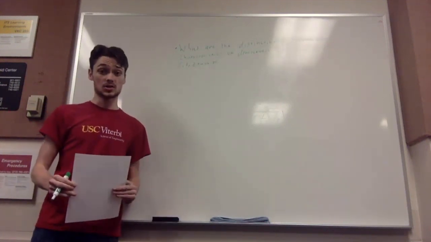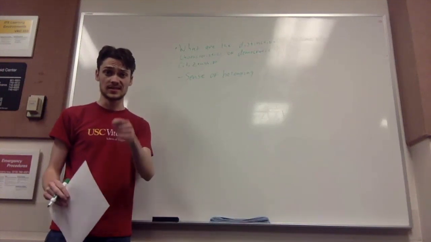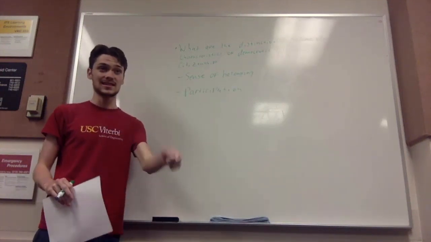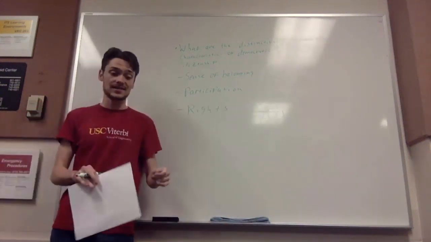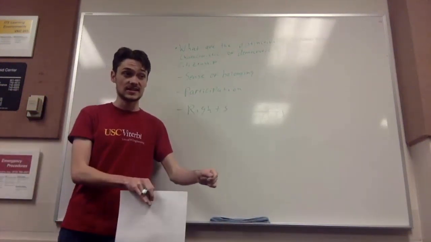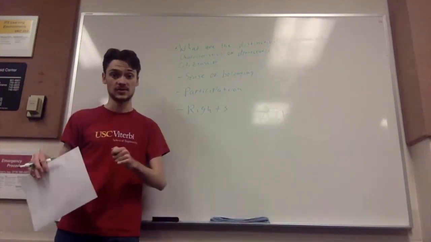What are the main characteristics of democratic citizenship? There are 3 main ones, the first being a sense of belonging. The second being a citizen in a democratic system gets to participate in that system. Lastly, certain rights are guaranteed in a democratic system that are not guaranteed in other types of systems.